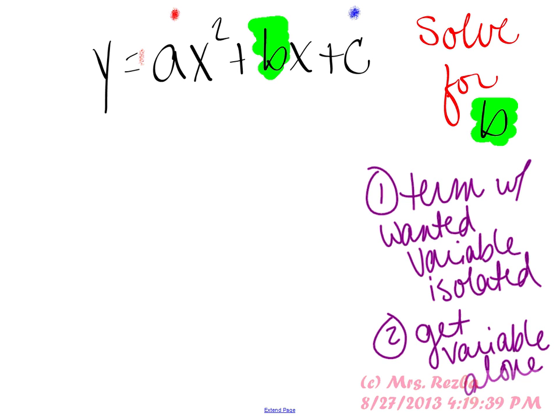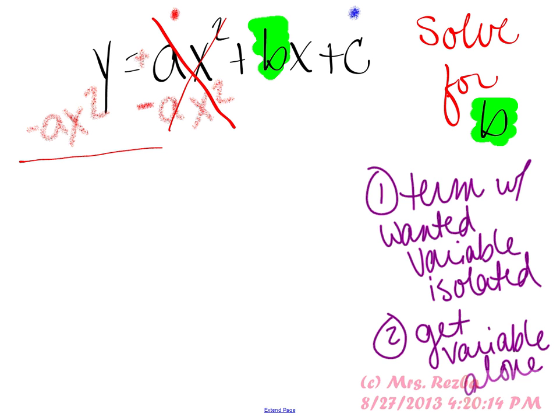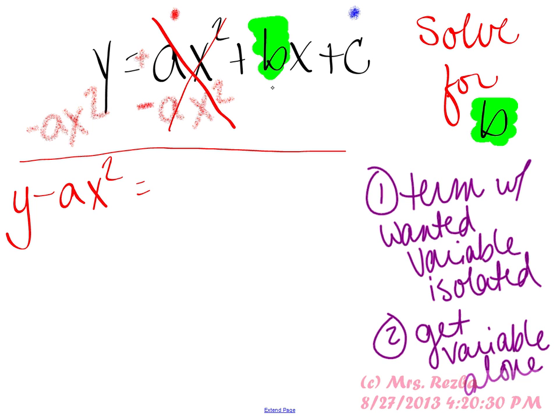Ax squared is positive. Remember, there's an imaginary plus sign in front of the a. So the opposite of positive ax squared is negative ax squared. So we're going to subtract ax squared from the right-hand side. When we do that, the ax squared term goes away on the right. But remember, what you do to one side of the equation, you have to do to the other. So we're going to subtract ax squared from the left-hand side also. On the left-hand side, we have y minus ax squared. Those are not like terms, so we're just going to write y minus ax squared. On the right-hand side, we still have the bx plus c that we haven't touched yet, so bx plus c.